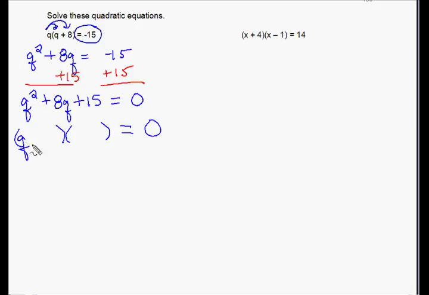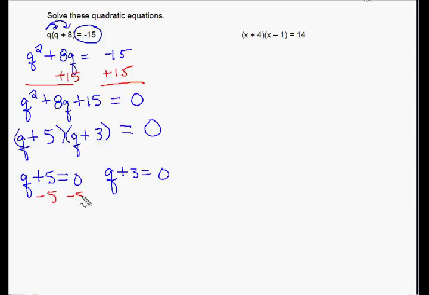To factor, we break down the first term, put it in the front of both parentheses, and we break down the last term. We have a couple of choices there, 1 and 15, 3 and 5. We'll go with the end of the list, 3 and 5. The signs are the same. They're both pluses. Then we can set each of these factors equal to 0. So this q plus 5 could equal 0, or this q plus 3 could equal 0. And again, I stress that or because we're going to have two different answers.